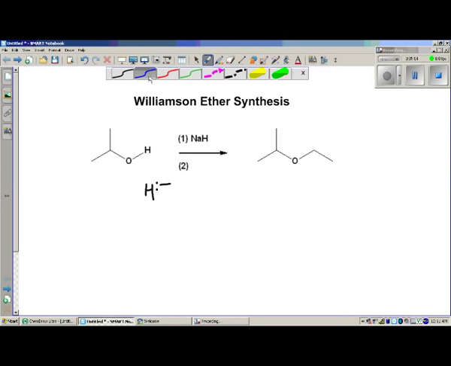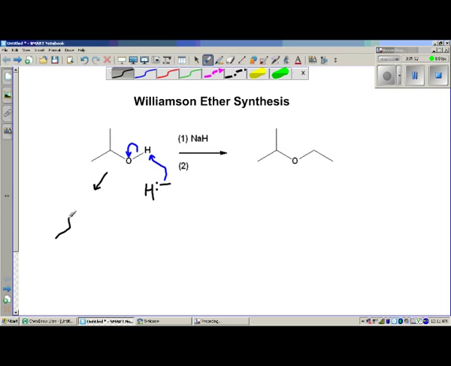So if it's going to act as a base, what do you think it's going to remove? You remember bases attack hydrogens. And what's the most acidic hydrogen in this molecule? Well, hopefully you'll see it's this hydrogen connected to the oxygen right here. So the sodium hydride, literally all it does is grab that hydrogen, and in doing so, breaks that bond and puts those electrons onto the oxygen.